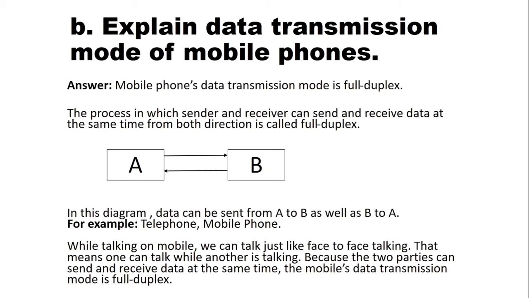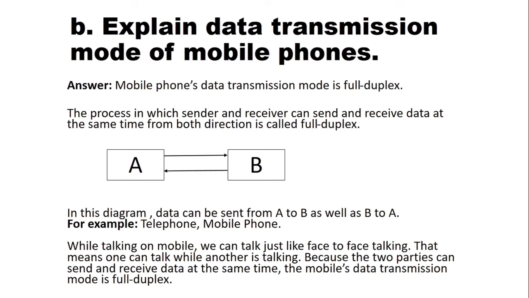Number B, explain data transmission mode of mobile phone. At first you have to identify which data transmission mode is used for mobile phone, right? The answer is full duplex. You have to identify it. See here, I wrote, mobile phone's data transmission mode is full duplex. Then you have to write the definition. What is the definition of full duplex? The process in which sender and receiver can send and receive data at the same time from both directions is called full duplex.